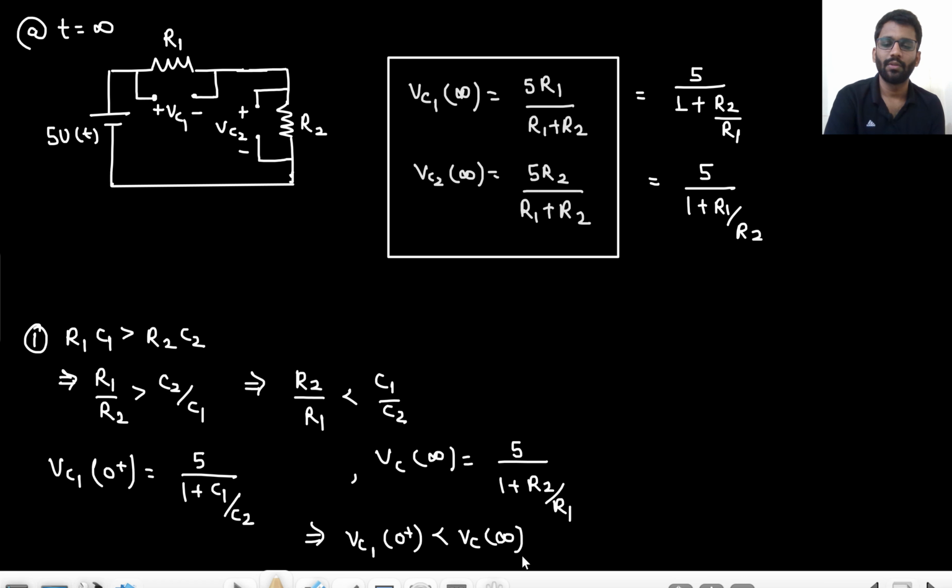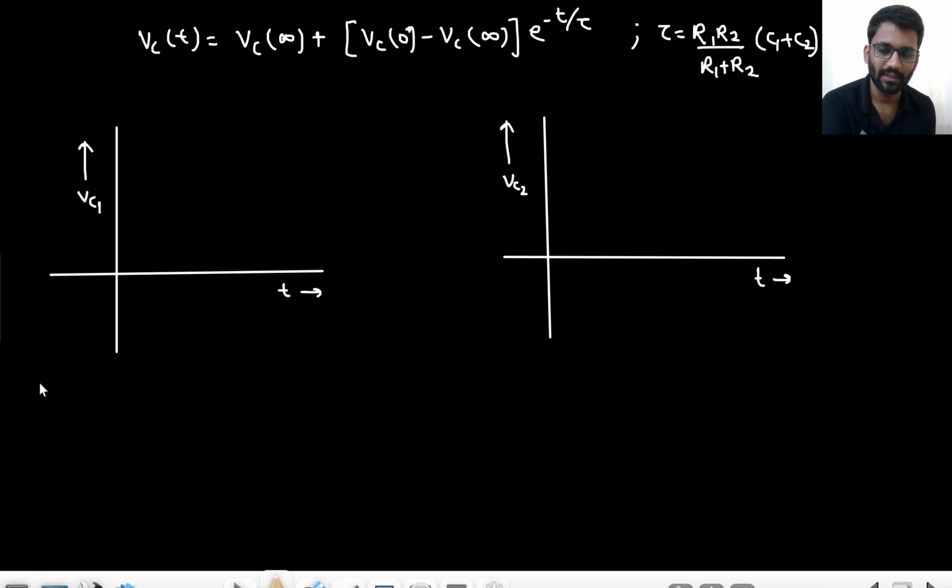Okay, I did not comment about VC2. So let's comment about VC2 now. VC2 at t equals 0 plus was what?